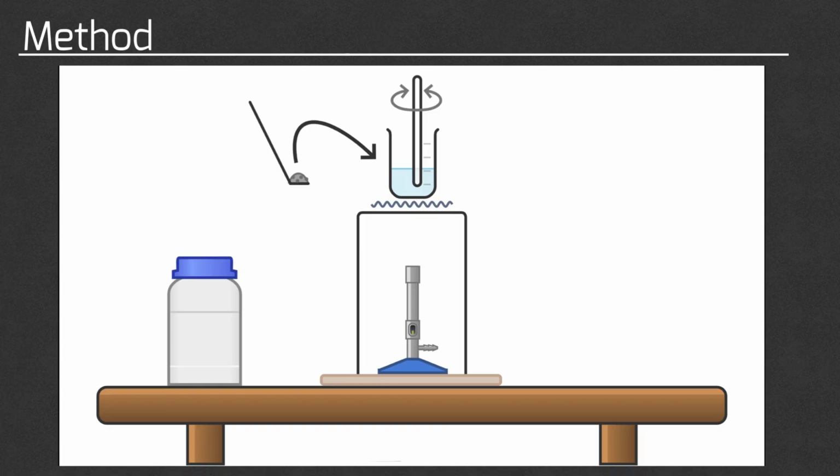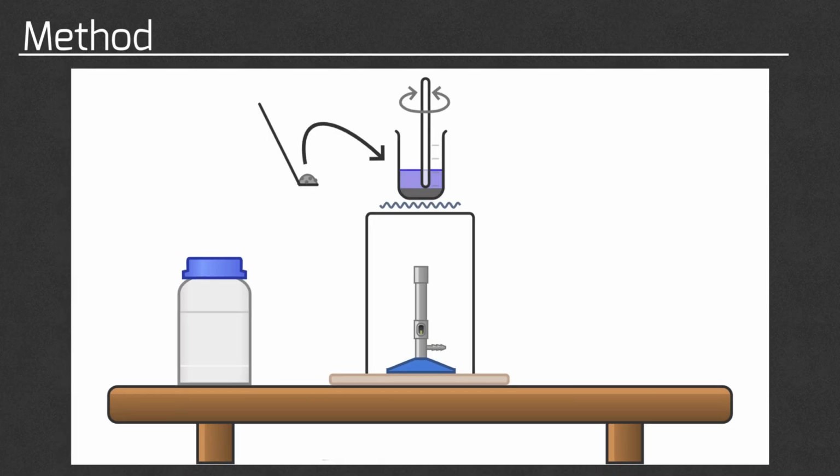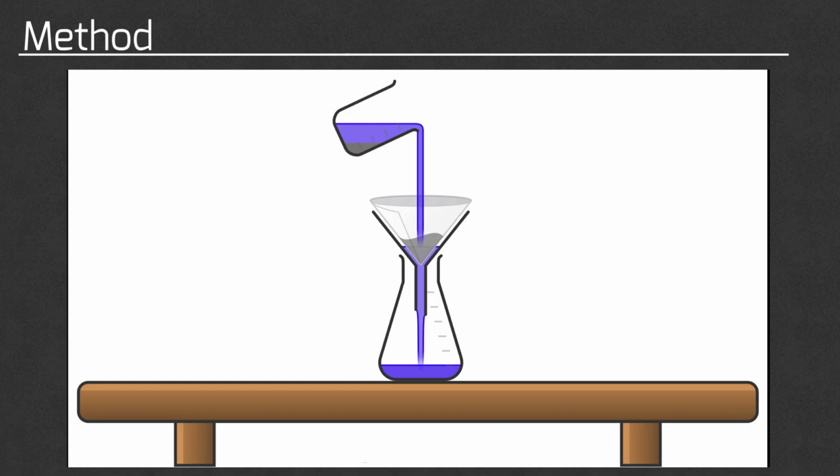Use a spatula to add small amounts of the copper oxide powder to the hot acid. Stir with a glass rod. Keep adding the copper oxide until some of it remains after stirring and the reaction, fizzing or bubbles, has stopped. This is called adding the copper oxide until it is in excess. Pour the contents of the beaker into the filter paper and funnel.